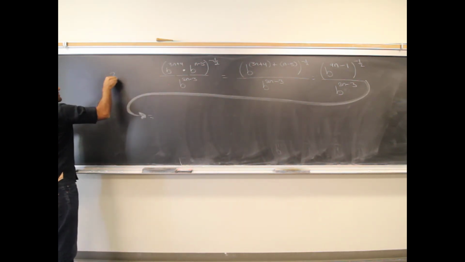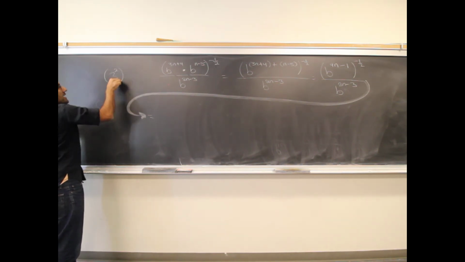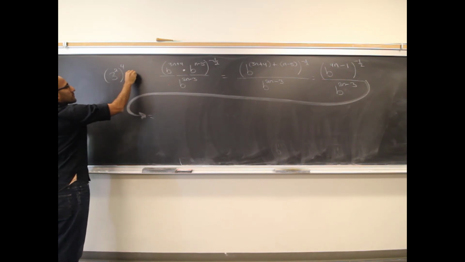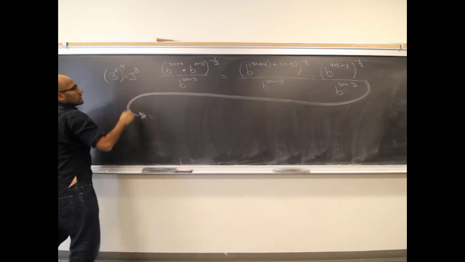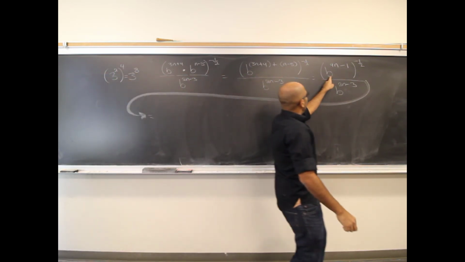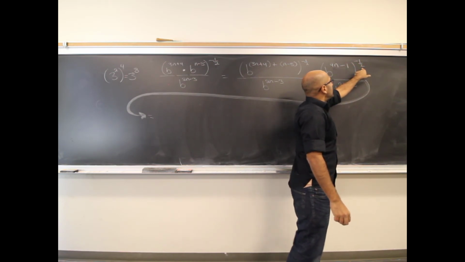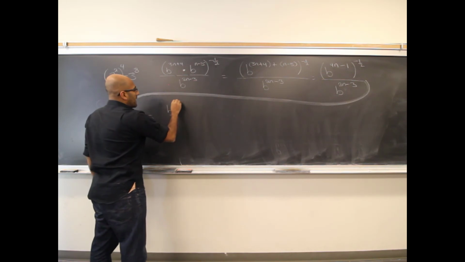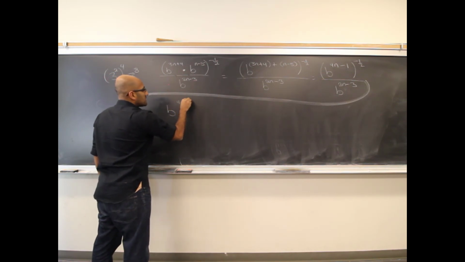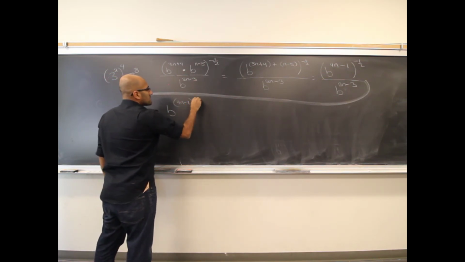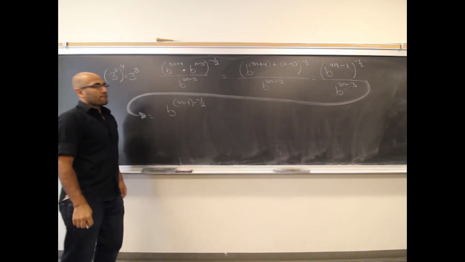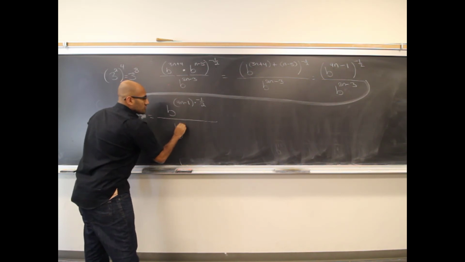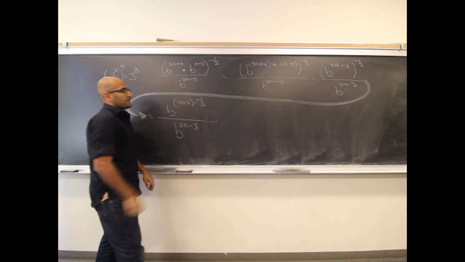Like if I have 3 to the power of 2 raised to the power of 4, what do we do with the 2 and the 4? We multiply them. This is 3 to the 8th power. So that's what we have here: this to the power of this being raised to that. So we multiply those two. So we'll get b to the power of 4n minus 1 times negative 1/2, divided by b to the 2n minus 3.